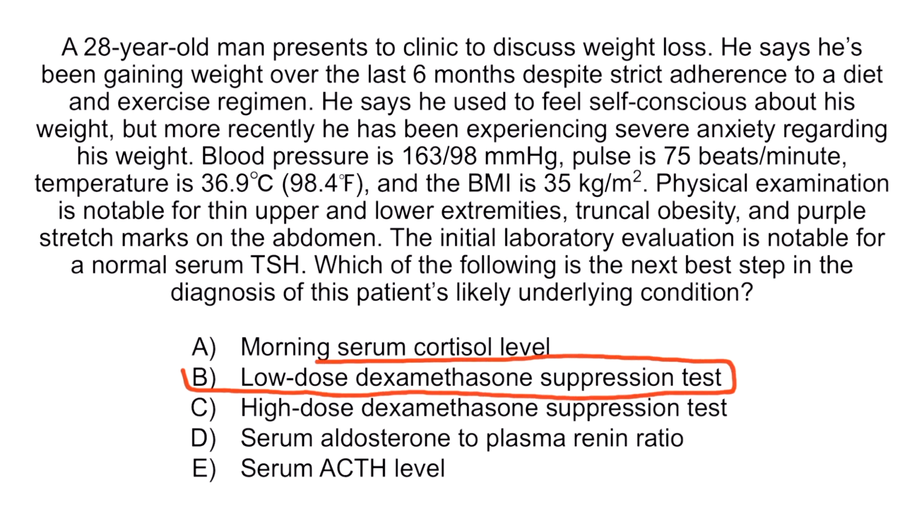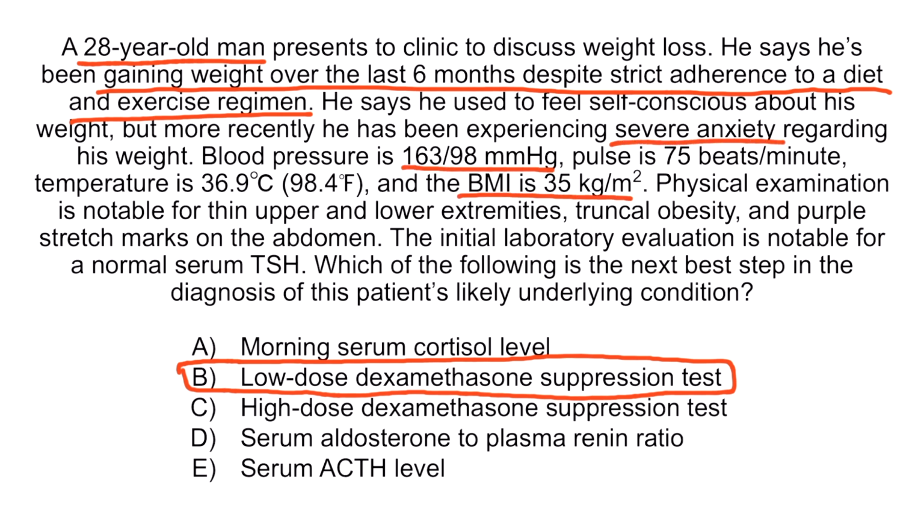Low-dose dexamethasone suppression test. This is a case of a 28-year-old man who has been gaining weight over the last 6 months despite a diet and exercise regimen. Notably, he also reports recent episodes of severe anxiety. He has hypertension and an elevated BMI, and his physical examination is notable for thin extremities, truncal obesity, and abdominal striae. Given this information, the patient most likely has Cushing syndrome.